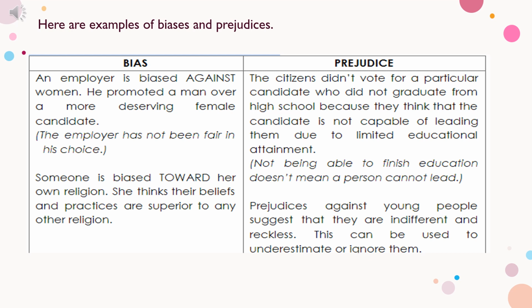Then under prejudice. Prejudices against young people suggest that they are indifferent and reckless. This can be used to underestimate or ignore them. So, what's the prejudice there? Having the mindset that the younger people are indifferent and reckless. So, not all youngsters are indifferent and reckless. So, prejudice. You have the opinion already in mind that what? That the youngsters are indifferent and reckless, but not all of them.